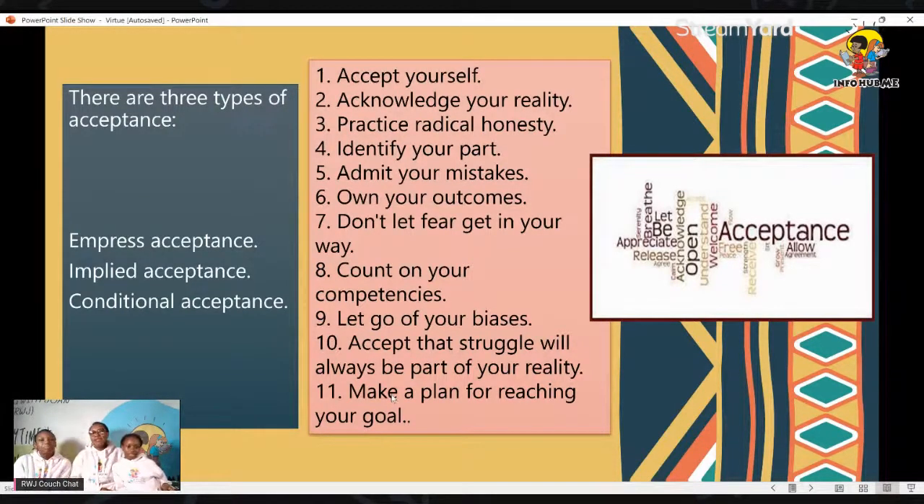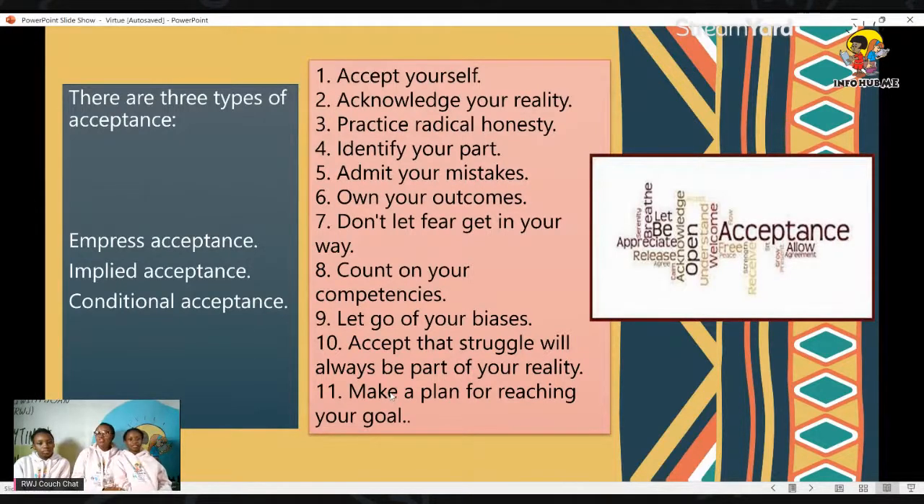So let's remember, kids: accept yourself, acknowledge your reality, practice radical honesty, be honest with yourself, identify your part of the mistake, admit your mistake, own your outcome. Don't let fear get in your way. Count your competences every time. Let go of your own bias. "They were speaking behind me. They were talking to me." These are biases. So let go of those biases.